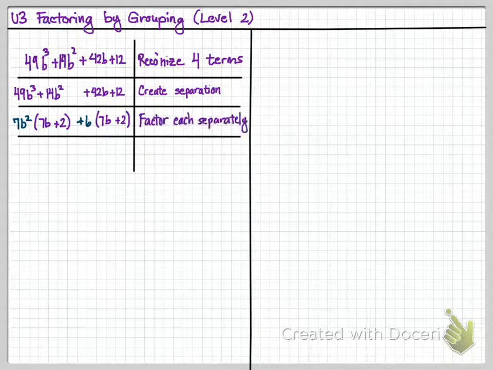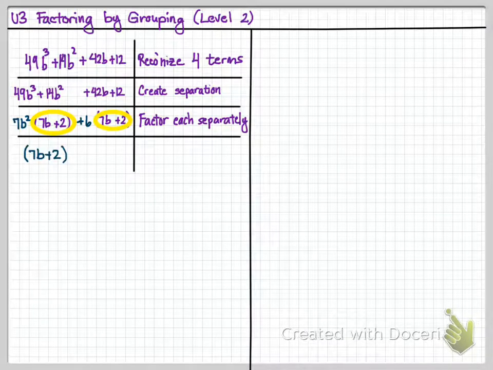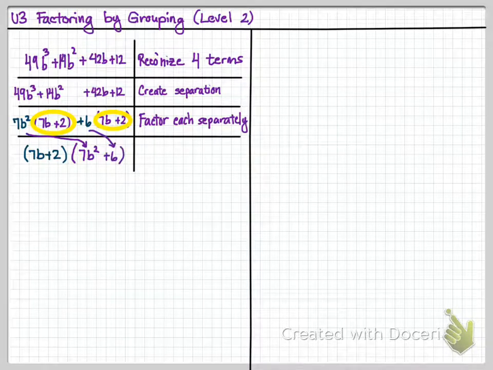And remember, after we factor each separately, you want to make sure it is factorable if both parentheses are exactly the same. And in this case, they are. They're 7b plus 2. If one of them was 7b plus 3, then this would not be factorable. On the next step, we factor out that 7b plus 2 from each. So in the first half, divide out 7b plus 2, and you're left with 7b squared. And then the second half, you factor out 7b plus 2, and you're left with 6.